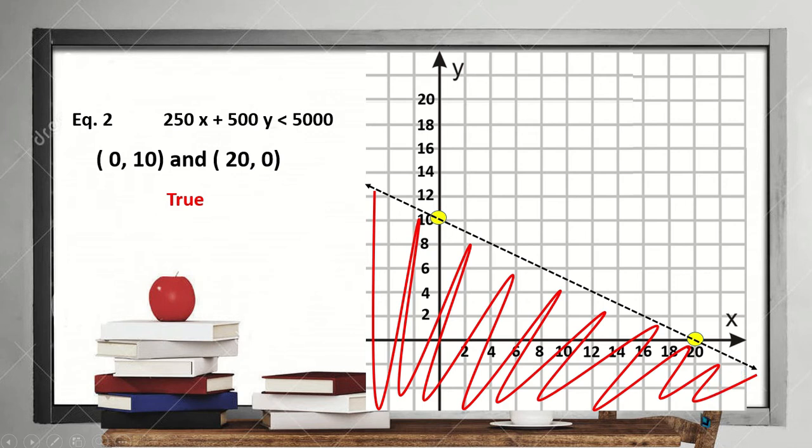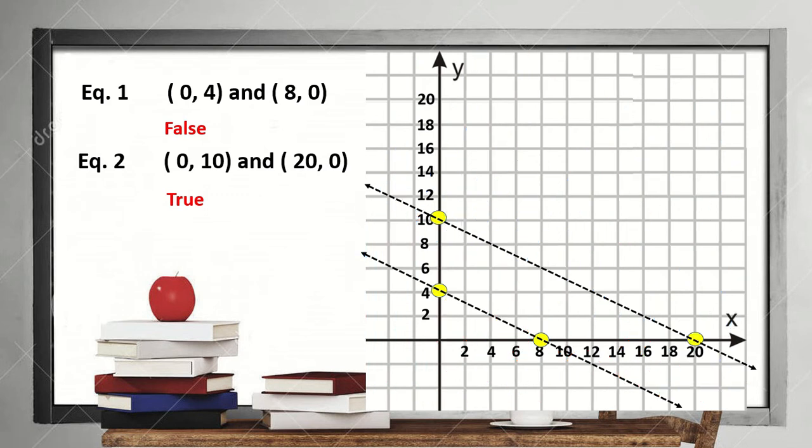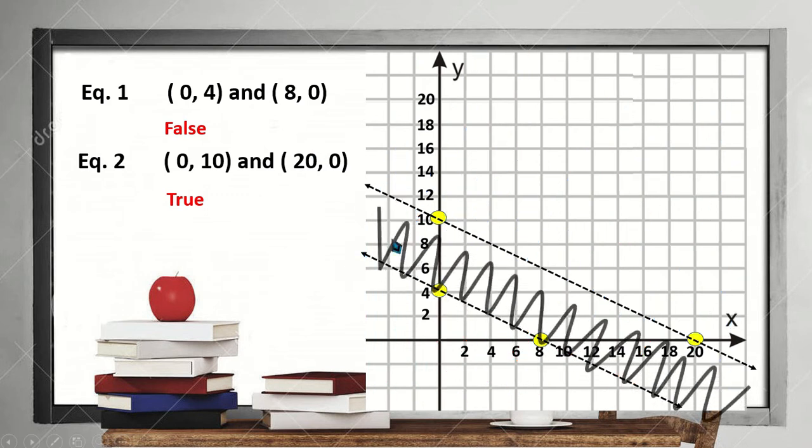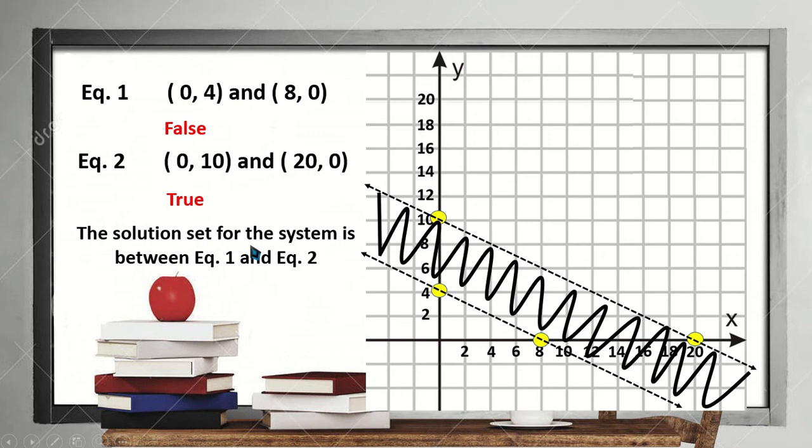So, pagsamahin naman natin yung dalawang graph natin. Okay, so ganito yung magiging itsura niya. Okay? So, alin dyan yung pinaka-solutions natin kung saan yung meron silang dalawa. So, ano yun? Ito, yung nasa gitna nilang dalawa. So, meaning the solution set for the system is between equation 1 and equation 2.